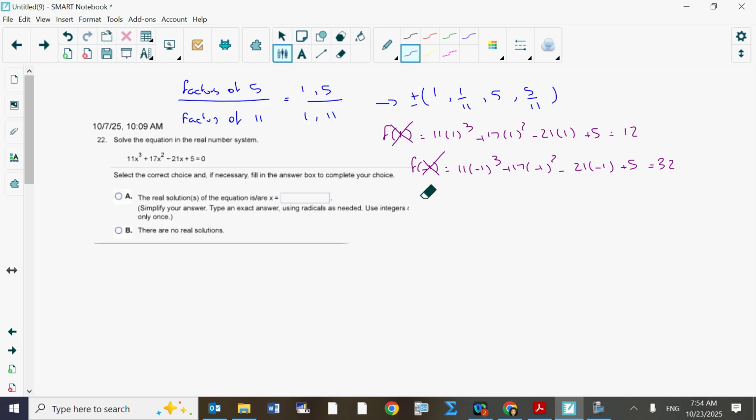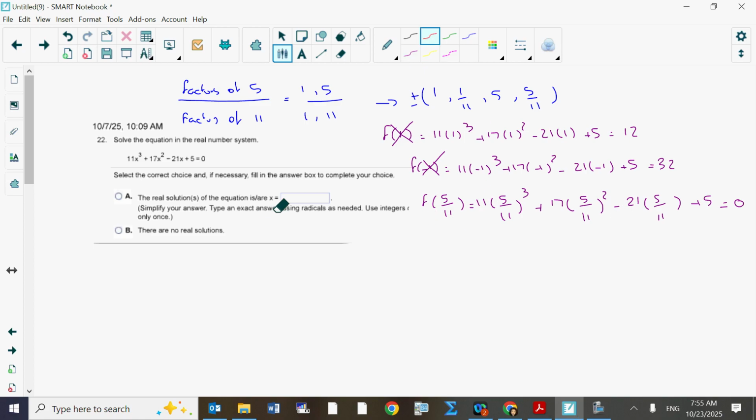Let's this time try another one. I'm going to try 5/11. f of 5/11 is 11 times 5/11 to the power of 3 plus 17 times 5/11 to the power of 2 minus 21 times 5/11 plus 5. This time, the answer will be equal to 0. When you use your calculator, you will see this is equal to 0. So that's a zero of the function.